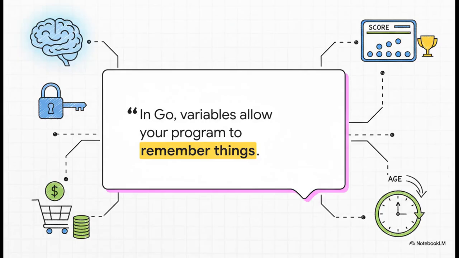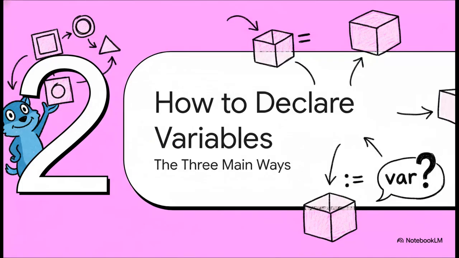And really, that's their whole job. Variables give your program a memory. Think about it, a player's score, a customer's age, the price of an item. All of that stuff is stored in variables. It's how your code remembers things and uses that information later. Now, one of the cool things about Go is that it gives you a few different ways to create, or declare, these variables. Let's walk through the 3 main ways you'll be doing this.